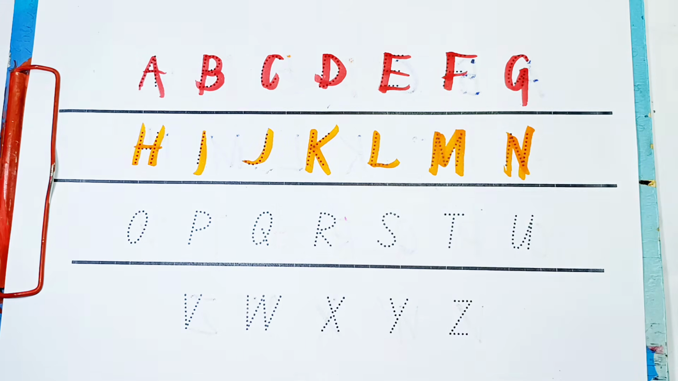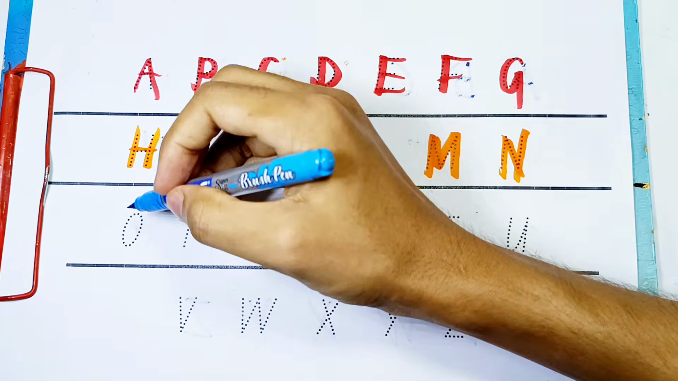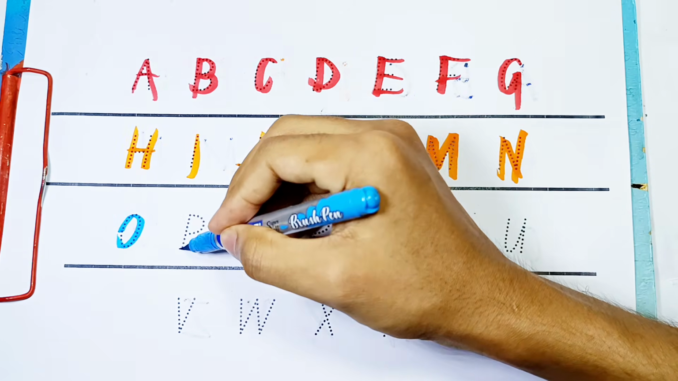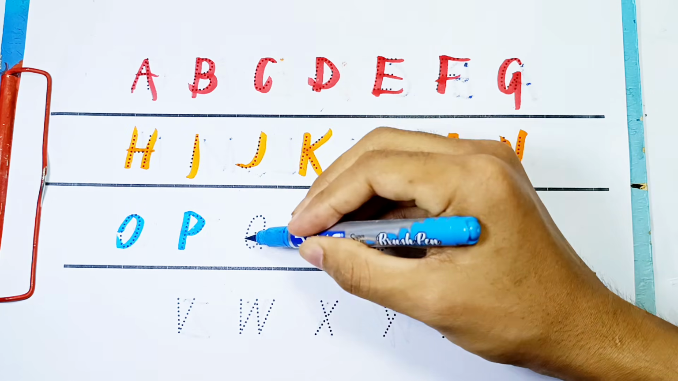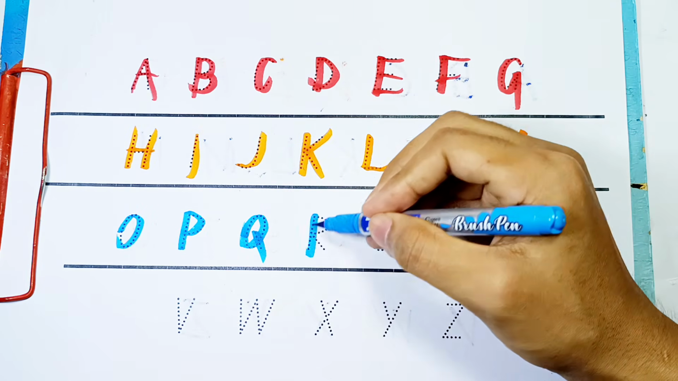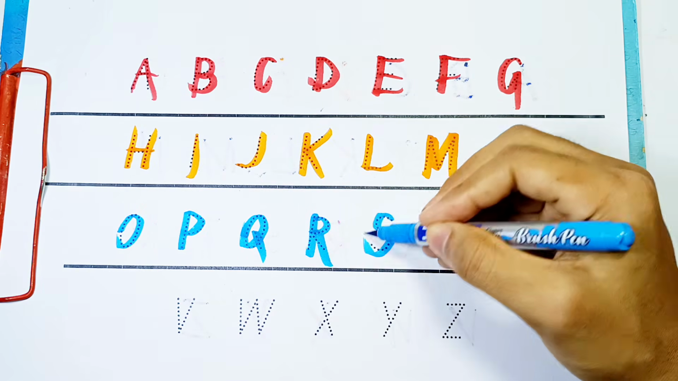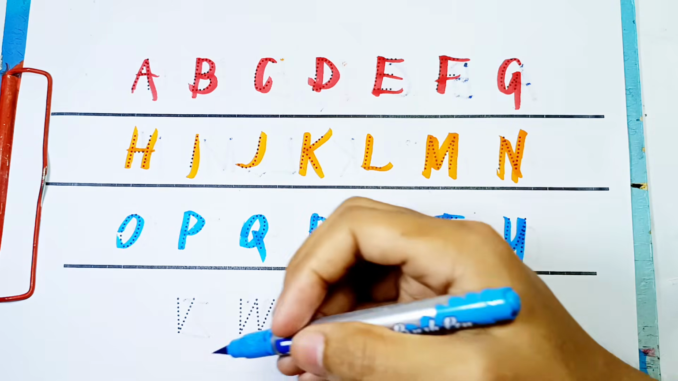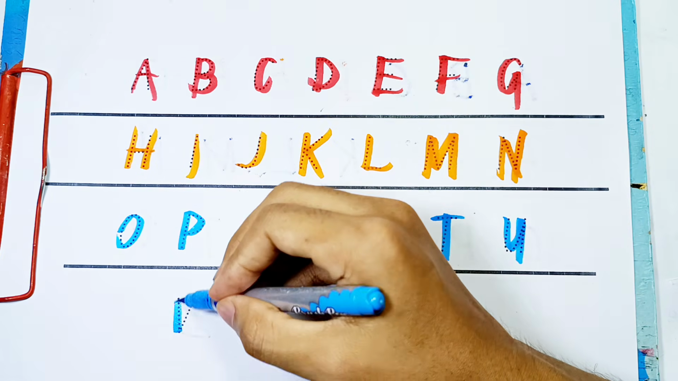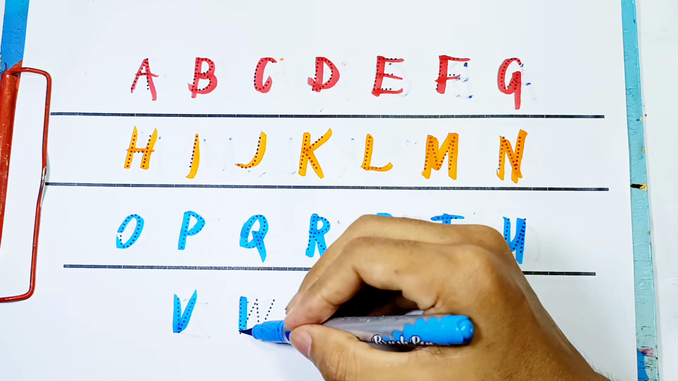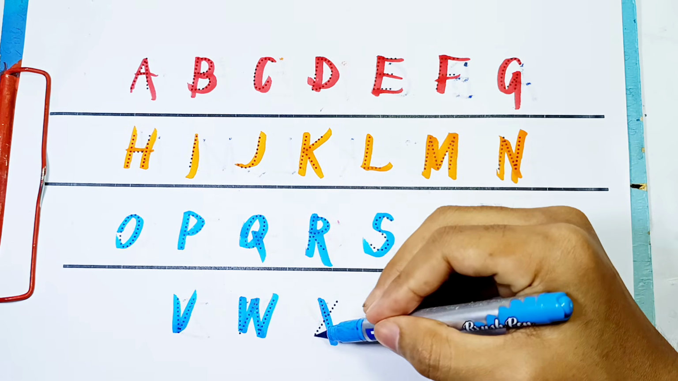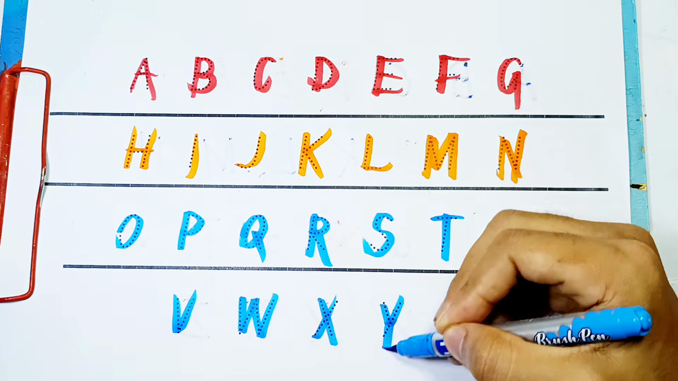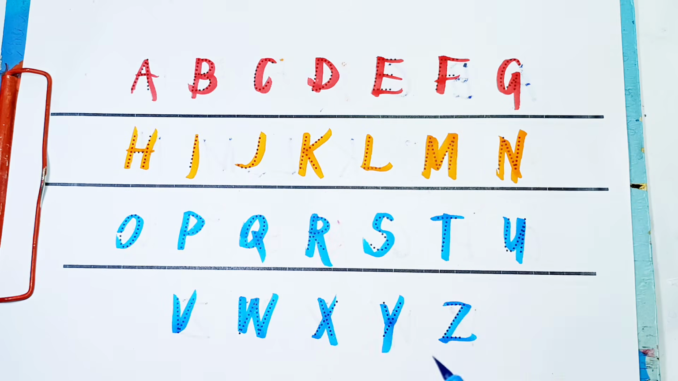Sky blue color. O for octopus, P for penguin, Q. The next one is R, S, T for teacher, U for umbrella. Kids, the next one is V for van, and W for watch, X, Y, and the last one is Z for zoo.